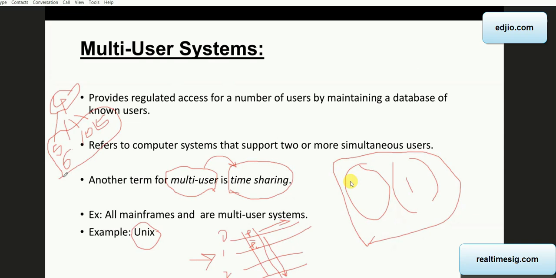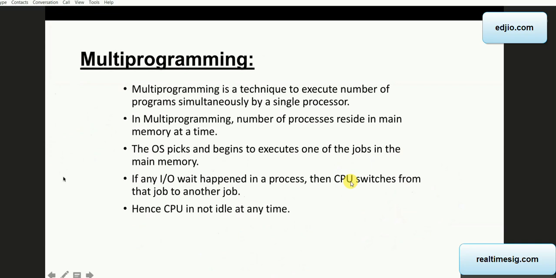Then we have this multi-programming technique, which we have understood through time sharing, where multiple programs are accepted by the operating system, and the operating system will schedule each program to the processor. This multi-programming support is enabled by the operating system depending on timing functionality.